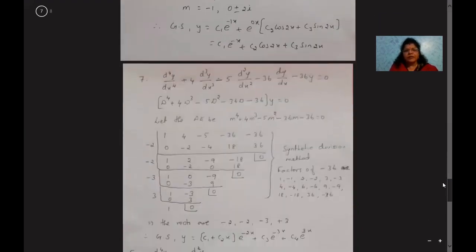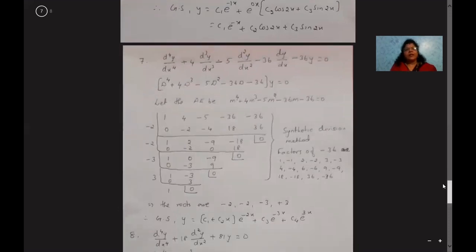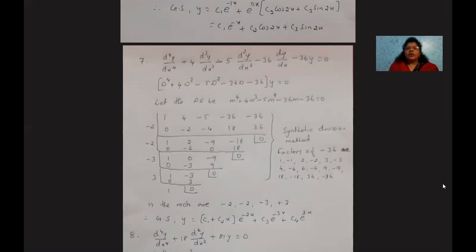We'll proceed to the seventh problem. The first three are quadratic equations I have taken. Fourth, fifth, and sixth are cubic degree equations I have taken. Now, the seventh, eighth, and maybe the left out problems, I have taken as higher orders. The seventh problem is a fourth order differential equation.